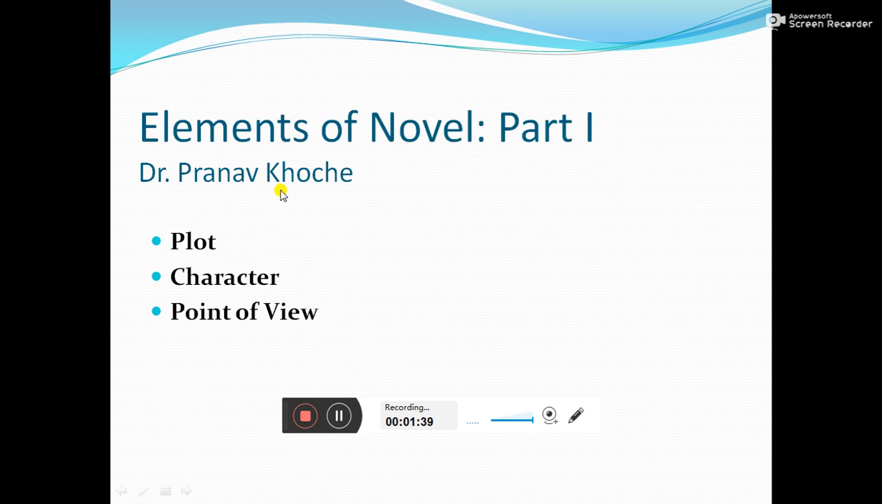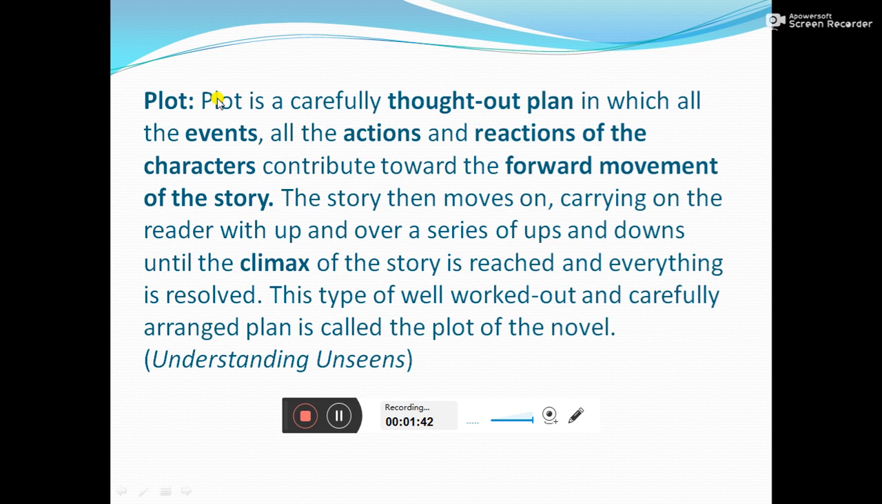See, this is the definition and description of plot. We will first read this definition, which I have taken from the book Understanding Unsins, and then we will discuss it at length. So, plot in the novel. Plot does not restrict only to the genre of novel, but novel, short stories, drama, all of them have some plots. So what is this plot?